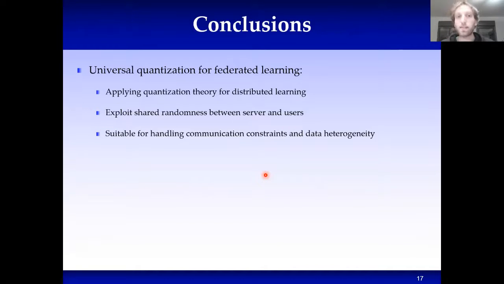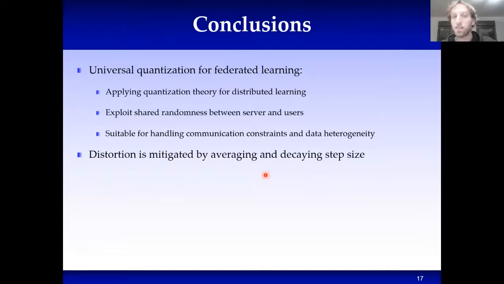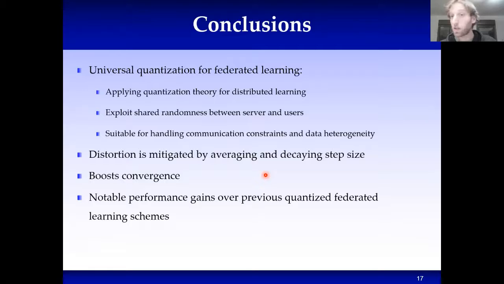So in this talk, I presented a scheme based on universal quantization for federated learning, which combines tools from quantization theory with distributed learning, and it exploits specific characteristics of a federated learning setup, which include a source of common randomness and the statistical heterogeneity of the data, which denies us prior knowledge of the underlying statistical distribution. Now, we saw that as a result of this scheme, the distortion is mitigated not just by averaging, but also by decaying step size. Namely, as the iterations progress, we're getting more and more accurate results. And it boosts convergence, as we proved analytically and showed numerically. And we can see notable gains over previously proposed federated learning schemes.